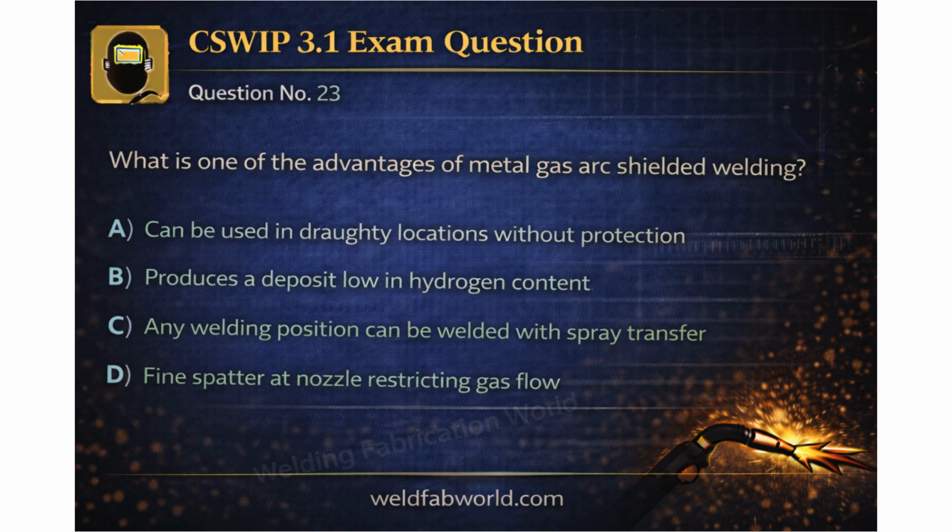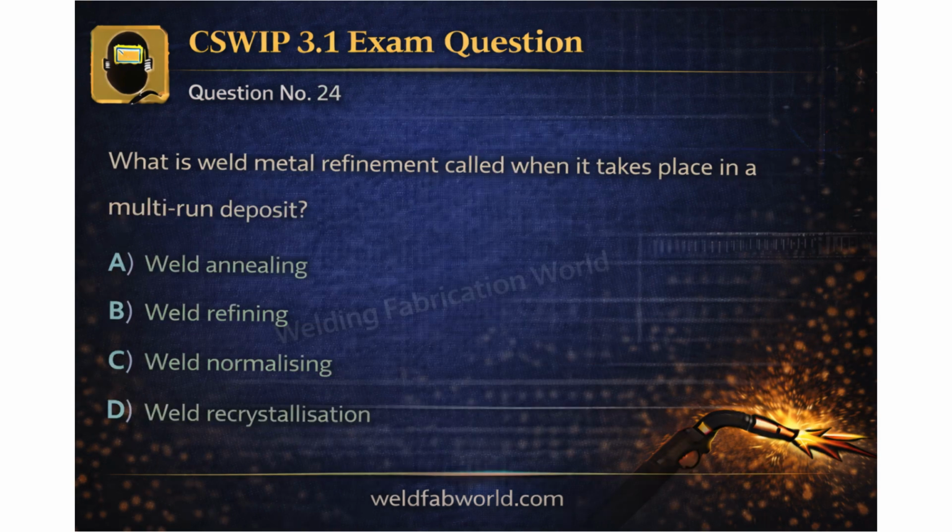Options. A. Can be used in drafty locations without protection. B. Produces a deposit low in hydrogen content. C. Any welding position can be welded with spray transfer. D. Fine spatter at nozzle restricting gas flow. Question 24. What is weld metal refinement called when it takes place in a multi-run deposit?